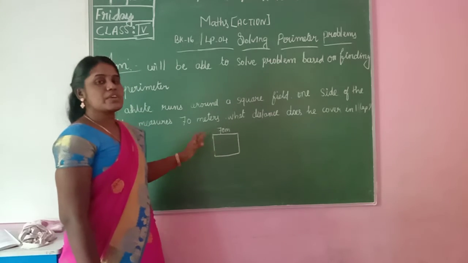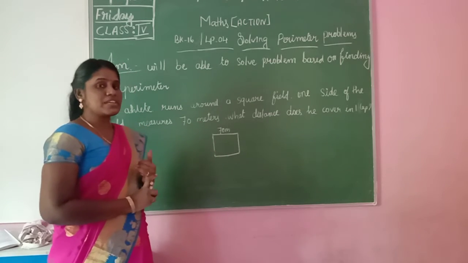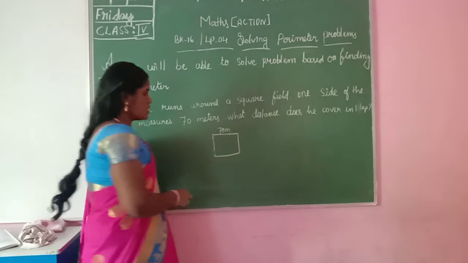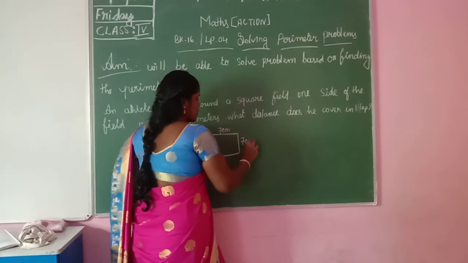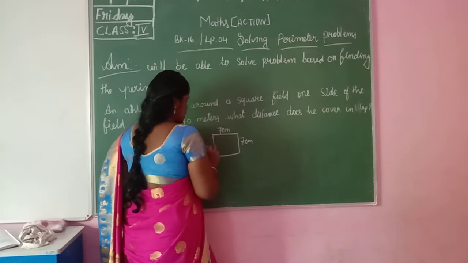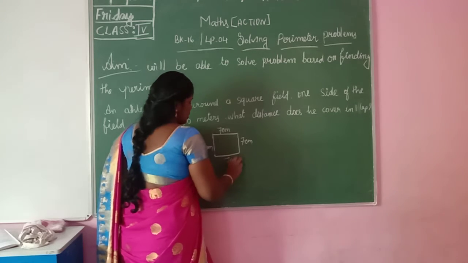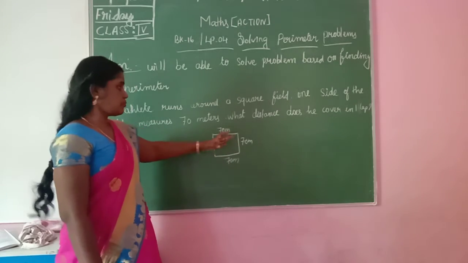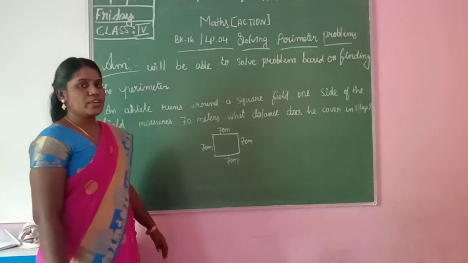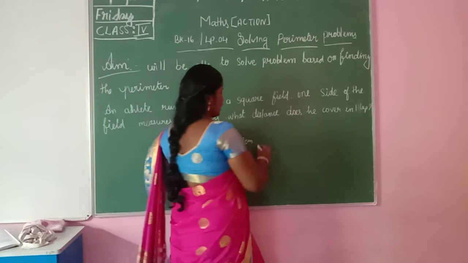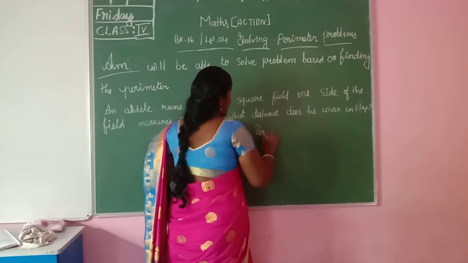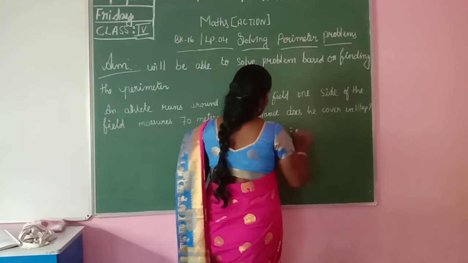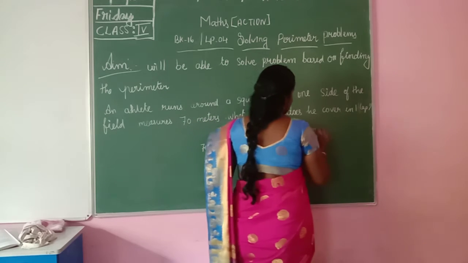Which means, we already know squares have how many sides? 4 sides, and all sides are equal in length, which means the left side is also 70 meters, the right side also 70 meters, and the bottom also 70 meters. If I want to find the perimeter of this field, how can we solve this problem? First we need to write a sentence. The formula is: perimeter is equal to the sum of all the sides.